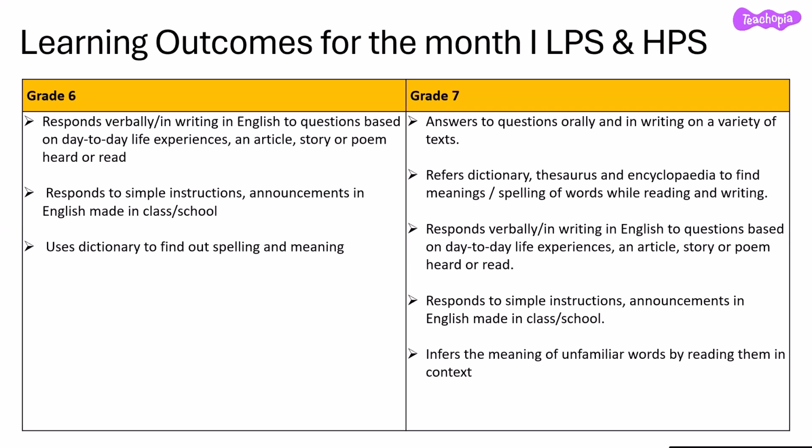For grade 7, we have answers to questions orally and in writing on a variety of subtexts, then refers to dictionary, thesaurus, and encyclopedia to find meanings and spellings of words while reading and writing. Responds verbally or in writing in English to questions based on day-to-day life experiences, an article, story, or poem heard or read. Responds to simple instructions and announcements in English made in class or in school. And lastly, infers the meaning of unfamiliar words by reading them in context.